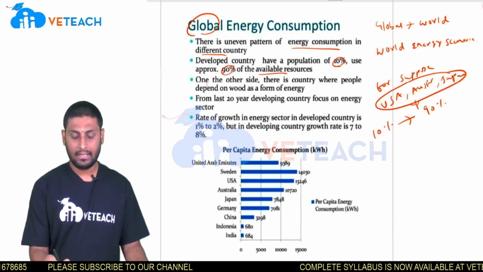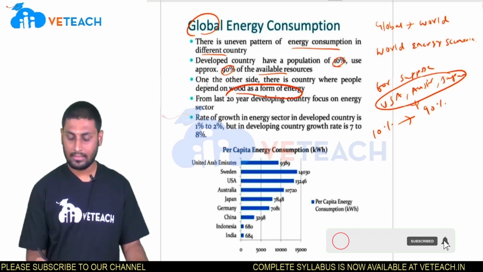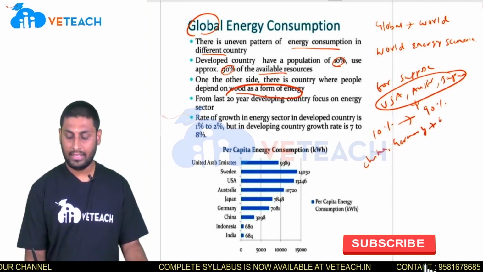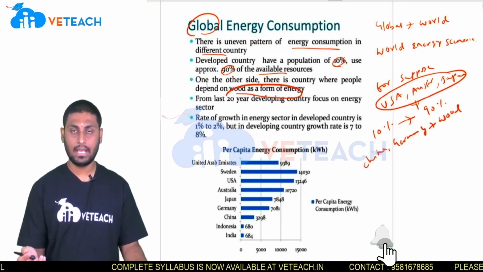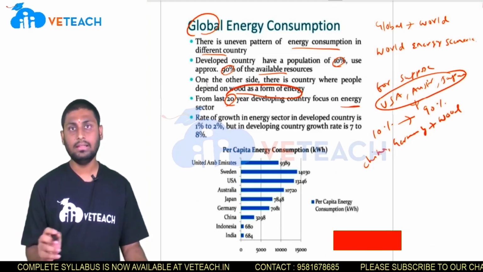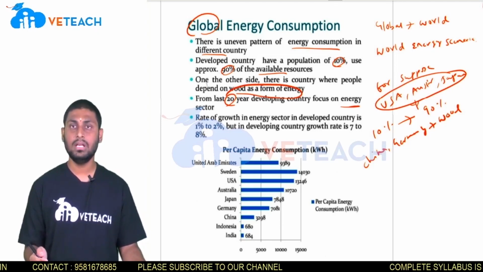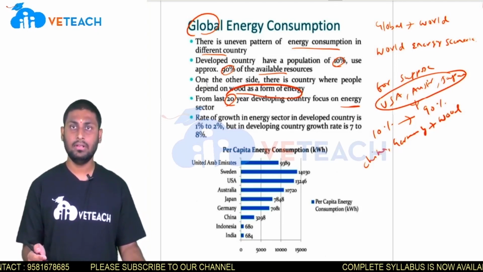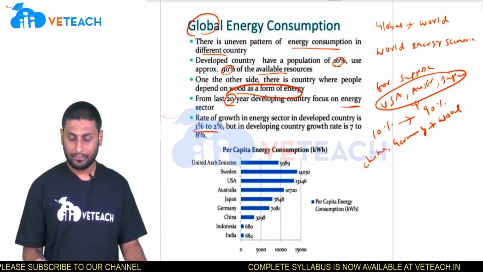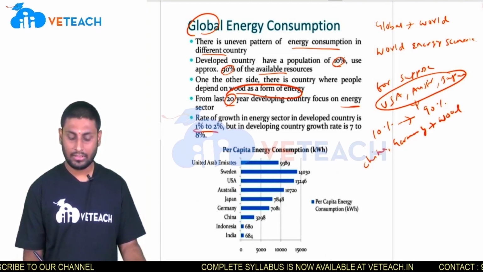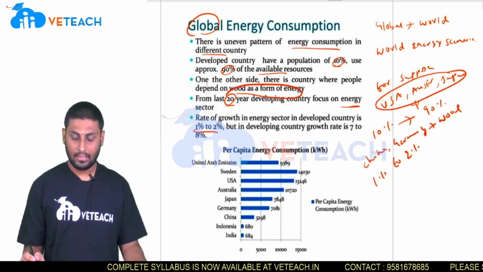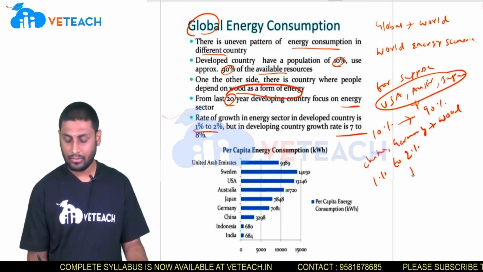On the other hand, there are countries where people depend on wood as a form of energy. In some other countries like China, Germany, they use wood as one form of energy for their consumption. For the last 20 years, developing countries have focused on the energy sector, because of the resources available within them. The rate of growth in the energy sector in developing countries is 1% to 2% compared to last year's growth. The growth rate is increasing from 7 to 8%.